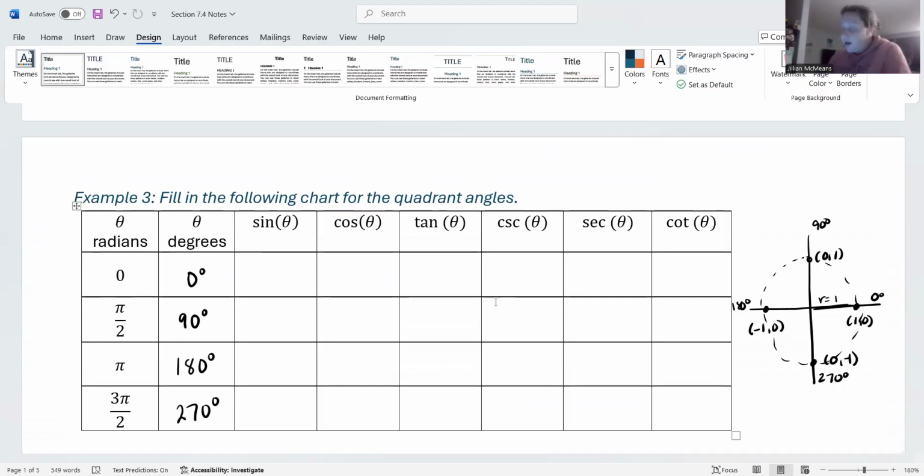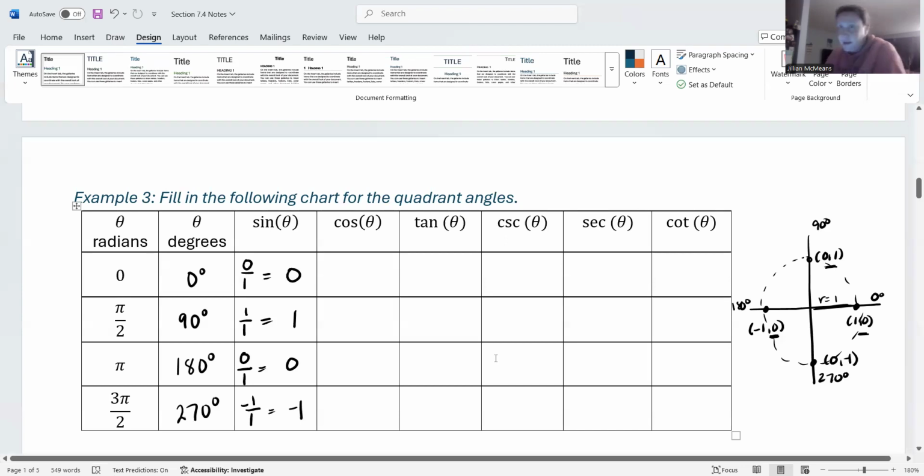So we know that sine of 0 degrees, we're right here, that is going to be b, which is 0, over r, which is 1, or 0. Pi over 2, 90 degrees, we're up here. We know that sine is b over r, which is 1 over 1, which is 1. Now, at pi, we get that b coordinate, which is 0, over r, which is 1, so 0. And then at 270 degrees, the b coordinate is -1, r is 1, so sine is -1, okay?